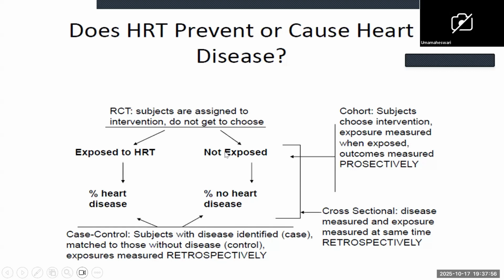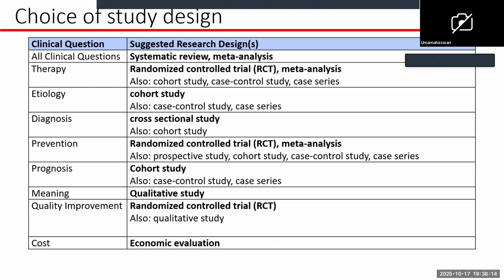In a cohort, you choose subjects who are exposed and non-exposed. That means exposed to HRT, non-exposed, and you are following them. So the one thing you need to remember is where my study begins. That is what you should remember before choosing, then your research question. So here is the choice of study.